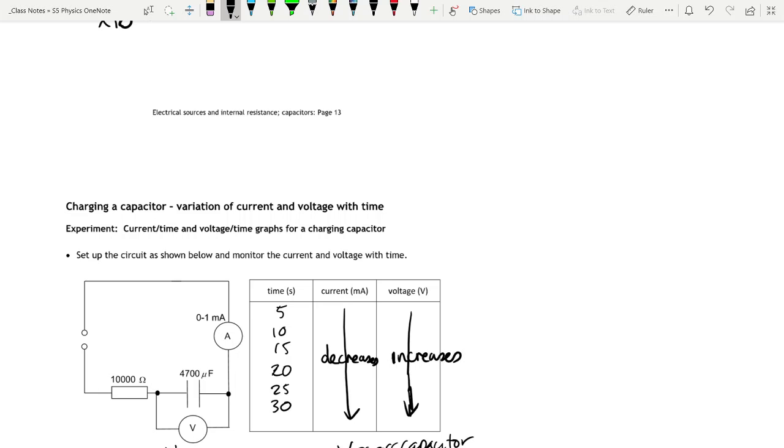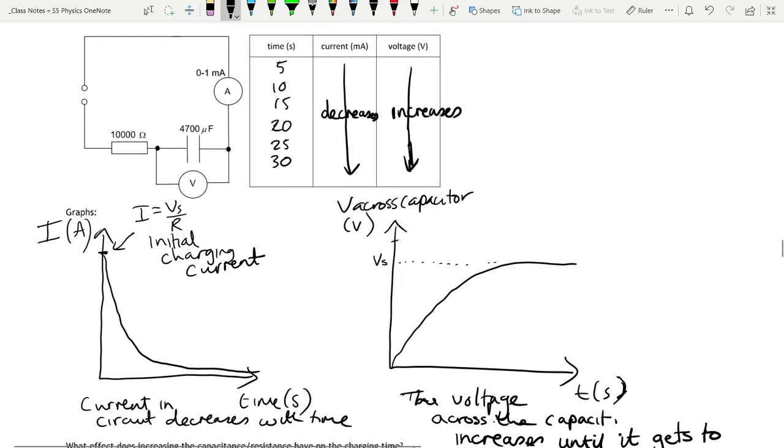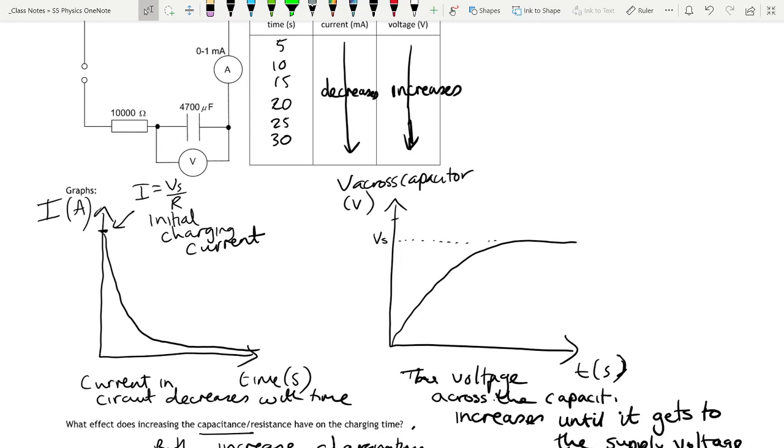So if we were to graph these, and I've drawn them already because it took me a little while to draw them anyway. If we were to graph the current against time, which is this graph here, we'd see that the initial current is the initial charging current, which would just be the supply voltage divided by the resistance in the circuit. Because at the very start, the capacitor has zero charge across it. So you can basically ignore the capacitor at the very start because it doesn't really do much. So the initial charging current is just the supply voltage divided by the resistance in the circuit.